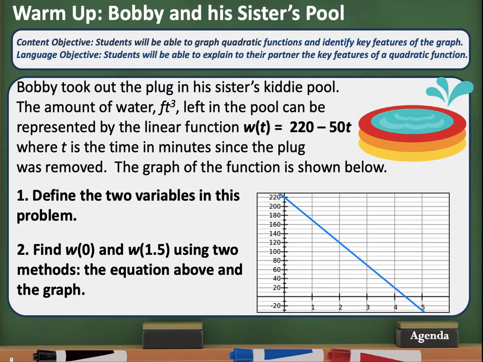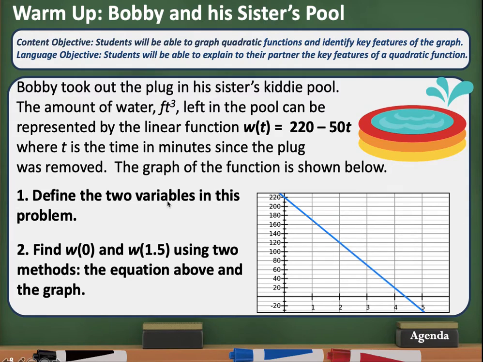It said Bobby took out the plug in his sister's kiddie pool. The amount of water, feet cubed, left in the pool can be represented by the linear function W of t equals 220 minus 50t, where t is the time in minutes since the plug was removed. The graph of the function is shown below. So that's a graph showing how the water is emptying out of the pool.